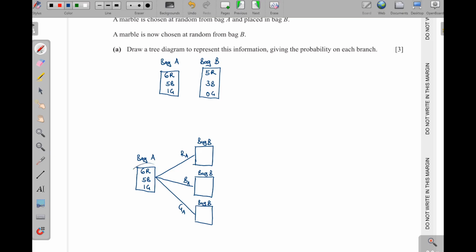First of all, what is the probability of picking red from A? It is going to be 6 out of 12, because when you add everything, it is 12, right? And then this one will be 5 over 12. Then this one will be 1 over 12.